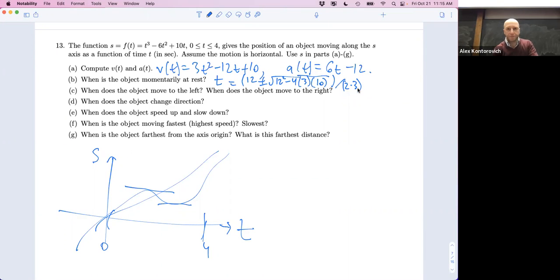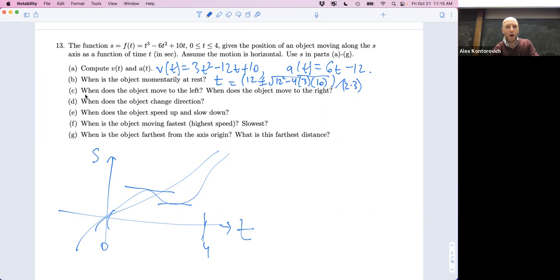Yep, we're happy with that. These are two numbers between 0 and 4. 12 is bigger than square root of 24. 12 over 6 is about 2. And this is going to be much less than 4, okay, so both of these are in the range 0 to 4, which is the time that we're interested in.